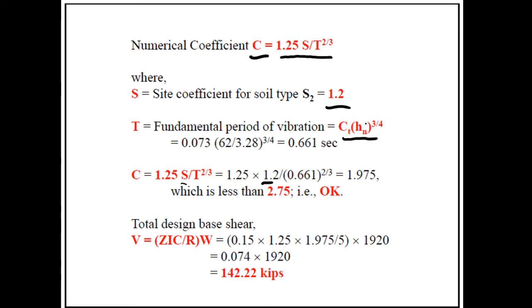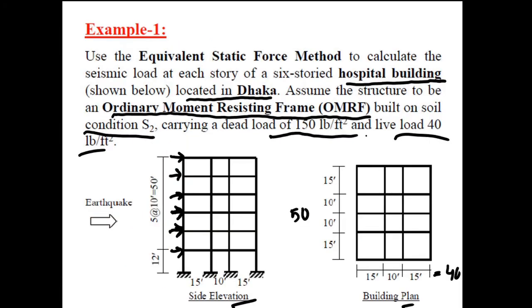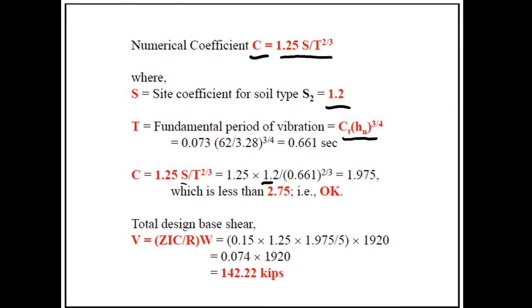power 3 by 4. Hn is the total height. We can get it from the elevation given, 12 plus 50, which is 62 feet. So plugging the value 62 feet, but here in order to calculate the value of T, we need to convert it into meter. So in order to convert it into meter, we need to divide the feet by 3.28. We are converting it into meter.